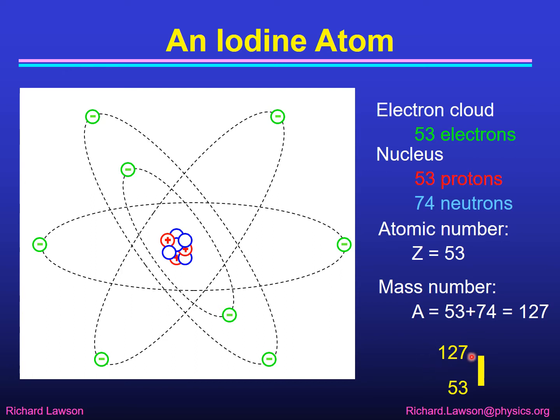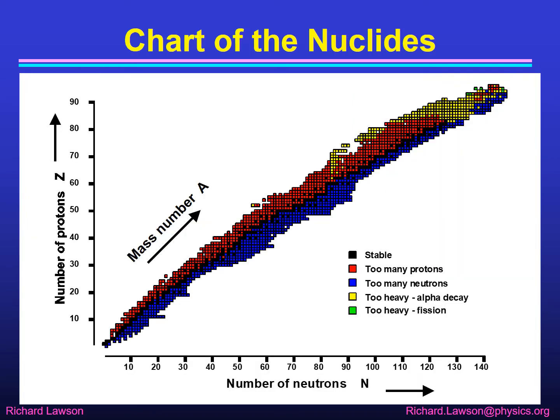But the 127 here, the total mass, means we can say that it must have 74 neutrons to make up the total mass of 127. So we write iodine 127. That is normal, stable, non-radioactive iodine, the sort of thing that you could get in a jar from the chemists. But we can plot something that we call a chart of the nuclides, which shows all of the possible combinations of protons and neutrons. So this chart of the nuclides has the number of protons, which I call Z, up here, and the number of neutrons, which we call N, across here. So each square on this chart represents a different combination of Z protons and N neutrons.